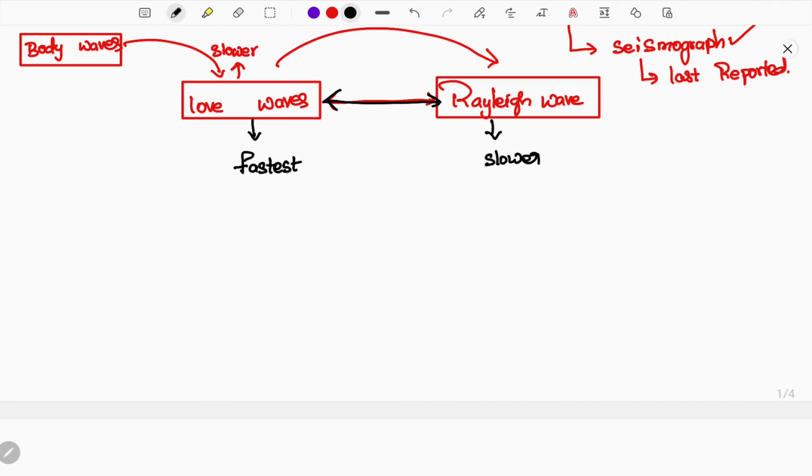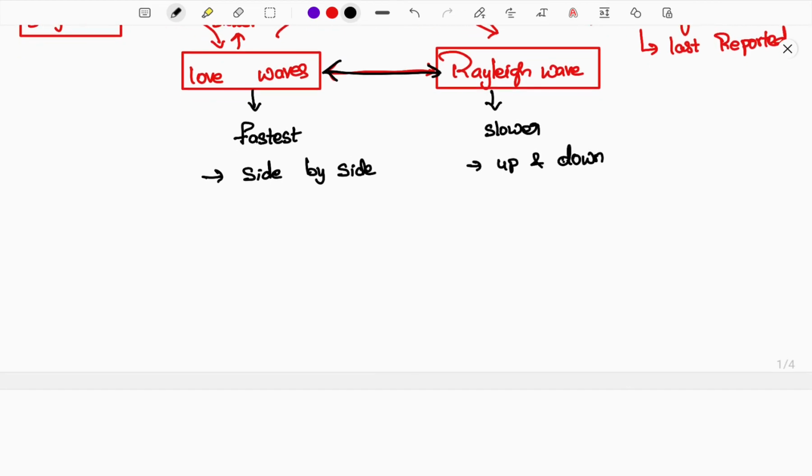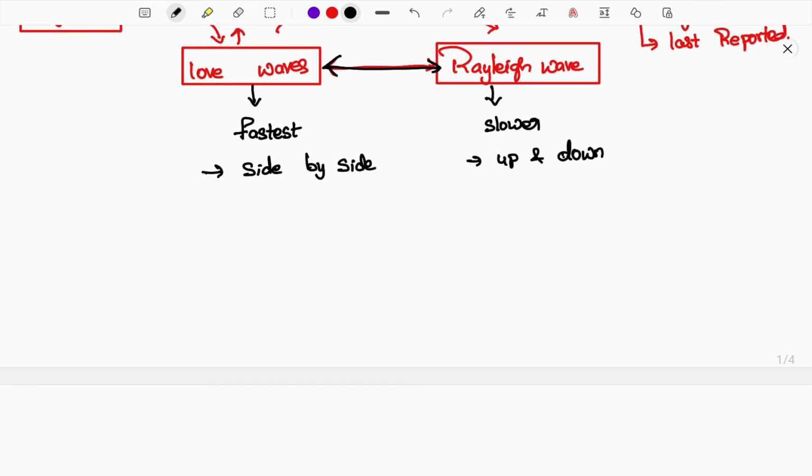And also, how do they move? Love waves move in a side by side direction. I had shown you clearly. But how do the Rayleigh waves move? They move up and down, similar to how you travel in a boat. If you are traveling in a boat in the ocean, you will be high and low, high and low. You'll be jumping and moving. This is what we call up and down movement.